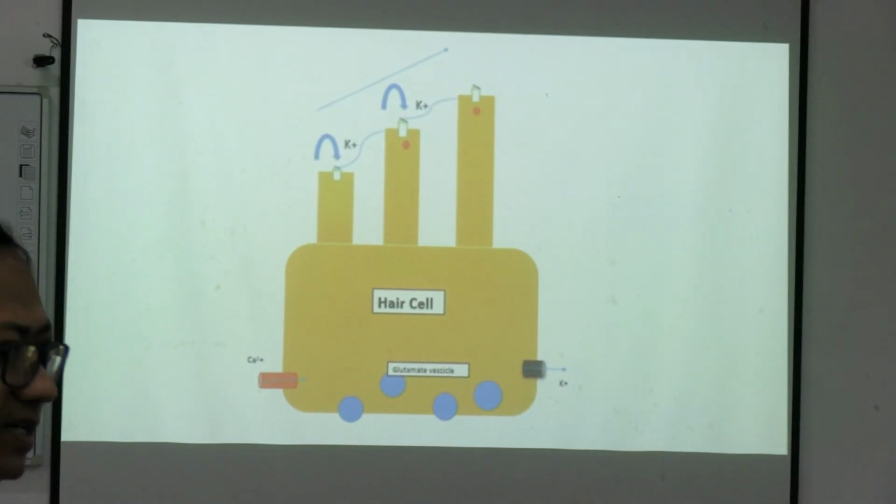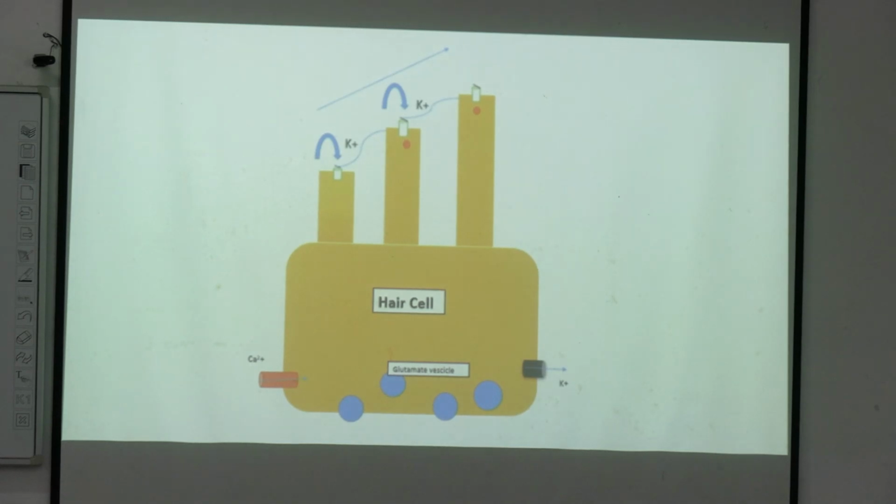This is the normal event when sound is not present, in a silent environment. But when there is initiation of sound, the shorter cilia will move towards the taller cilia, and the tip links are stretched so that potassium enters into the hair cell through the mechanosensitive potassium channel, and this is very rapid. A large amount of potassium enters into the hair cell, and this makes depolarization of the hair cells.